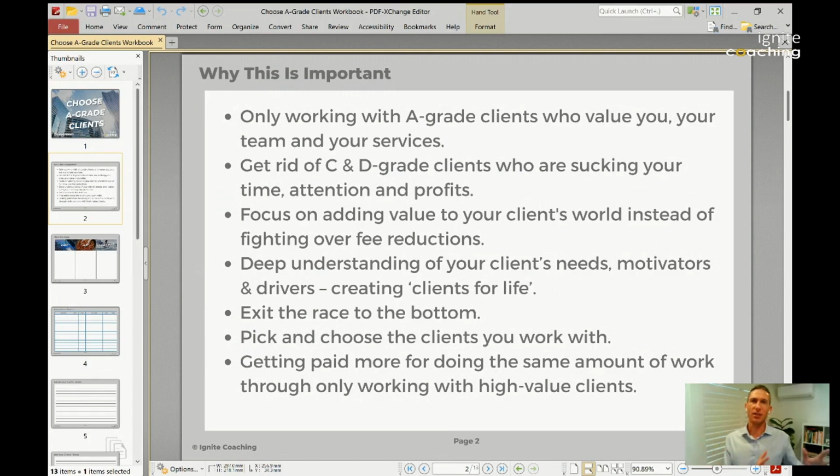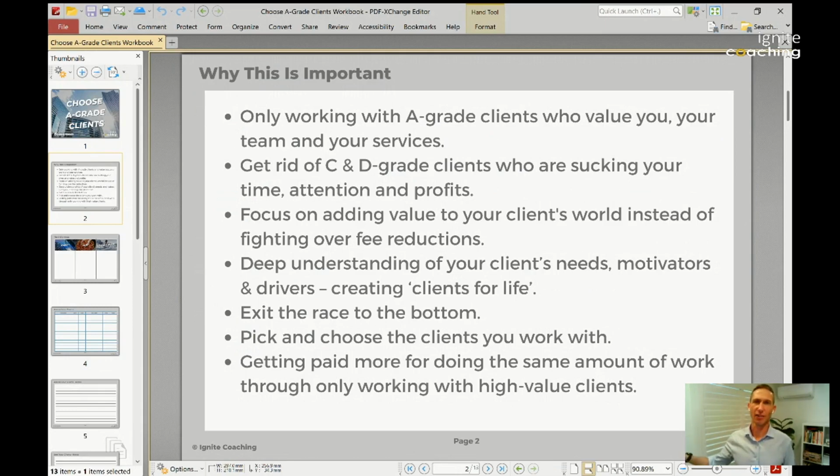It's also an energy piece too. If we are always fighting with those C and D grade clients over fees, over $200 here and $400 there, you've got to look at the lost opportunity cost of that too. If you make the switch from C and D grade clients to only choosing A grade clients, you're freeing up so much more of your time, where you actually get to focus on adding value to your client's world instead of fighting over those $200 and $400 discrepancies on invoices, or clients asking you to reduce your fees when in fact you should be increasing your fees. So it's this whole lost opportunity cost of time.